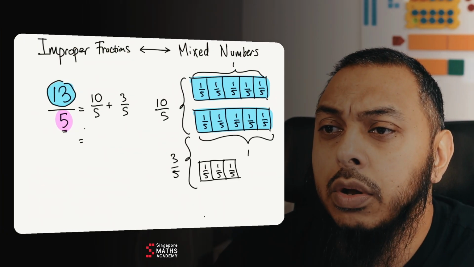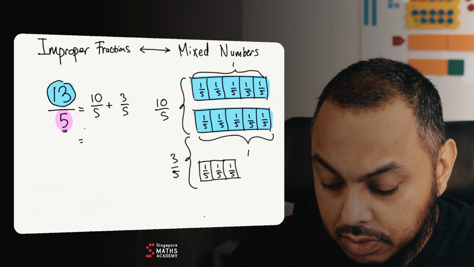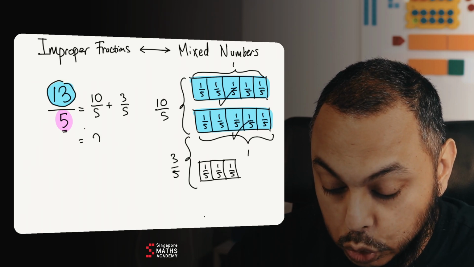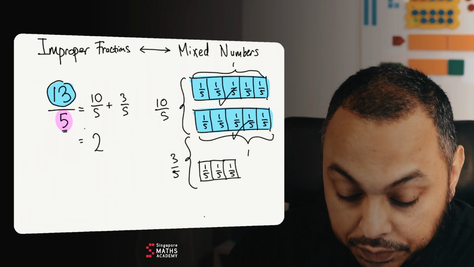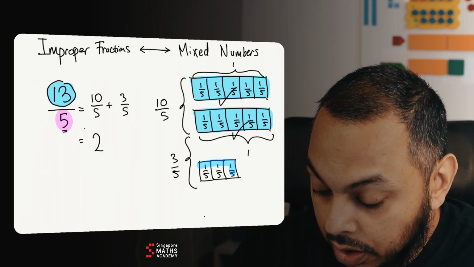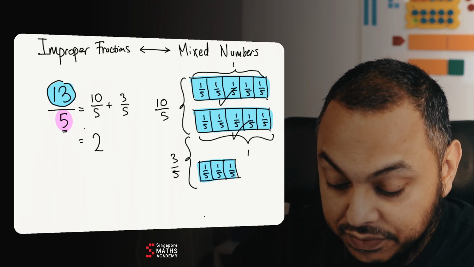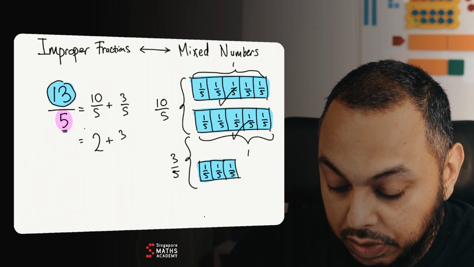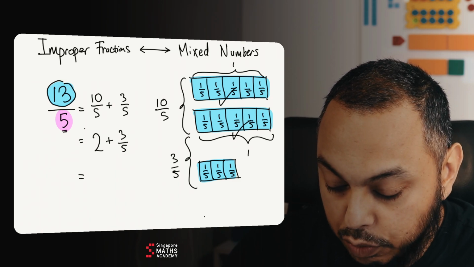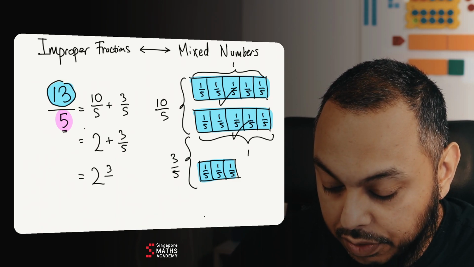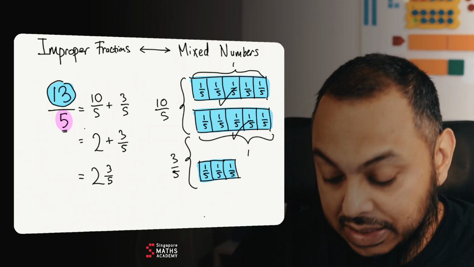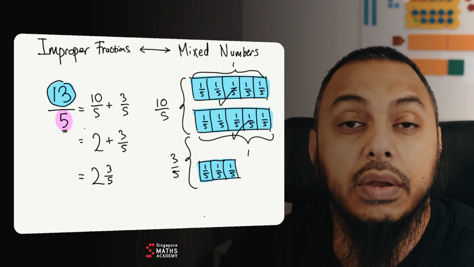And so I've got 10 fifths, which is equal to 2 wholes. I can see 1 whole and another whole. 10 fifths is 2 wholes, and I've still got my 3 fifths here. So 10 fifths is 2 wholes and my 3 fifths. So add 3 fifths. To add 3 fifths, we write that down as 2 and 3 fifths. So 13 fifths is equal to 2 and 3 fifths.